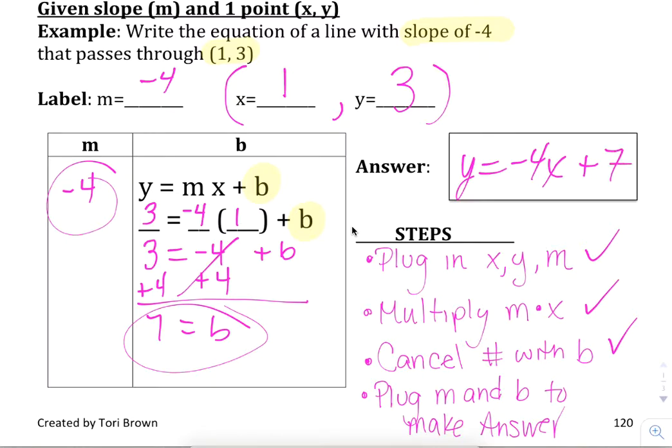If you need to pause the screen, take more time to write this, go ahead and do that. We're moving to the next page.